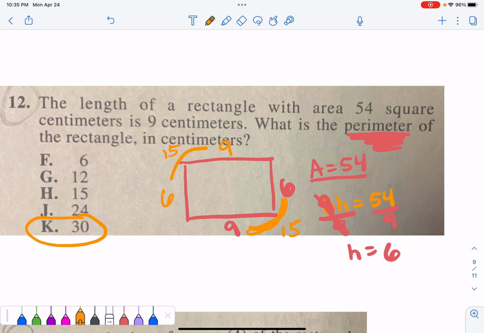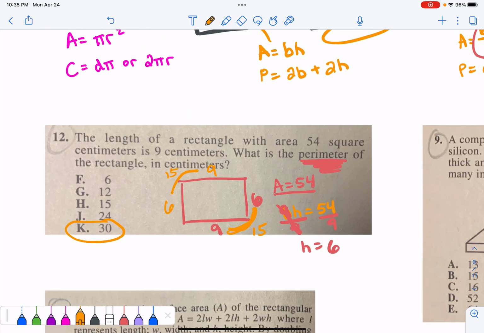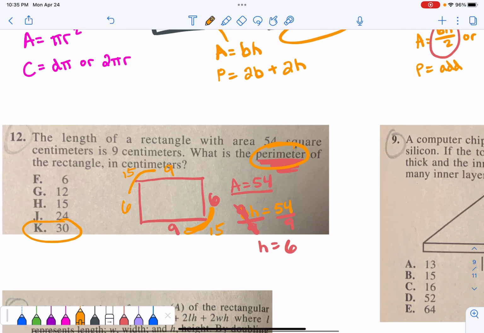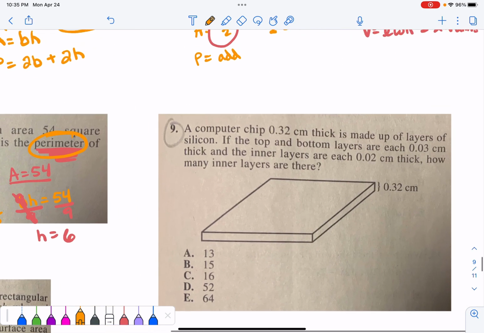So again, a really, really fast problem. Draw a dang picture though, and make sure that you key into what you're trying to solve for. Don't get tricked by stopping midway through the problem and circling 6. Yes, 6 is part of getting to the answer, but that's not the final answer. Okay, 9. Here we go.